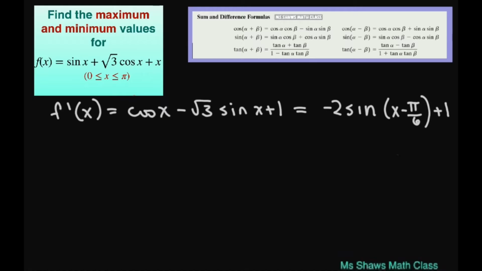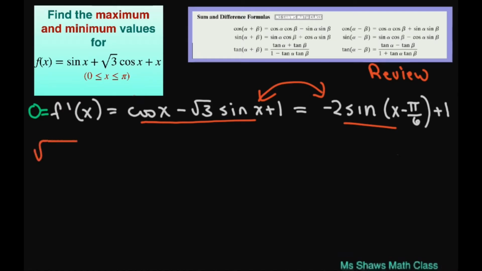Now what we want to do is set this to 0, and I know some of you are asking, how am I getting from here to here? So I'm going to do a quick review from pre-cal or trigonometry. To solve a trig equation that's linear in sine and cosine, there's a solution that we can use by dividing each term by square root of a squared plus b squared.